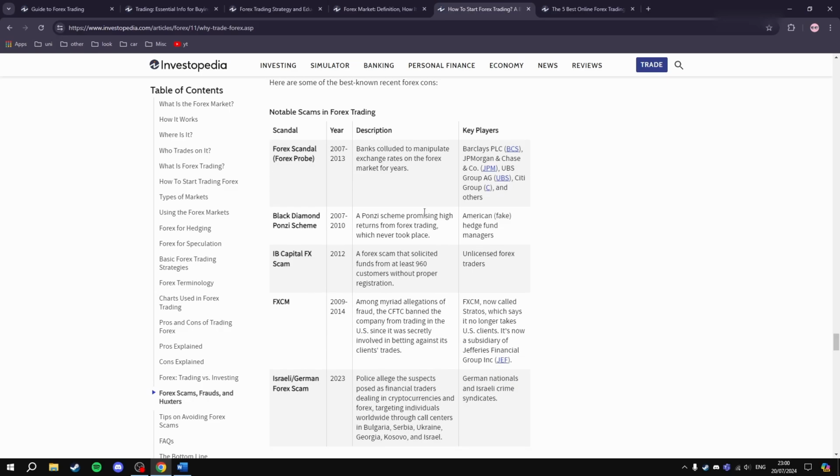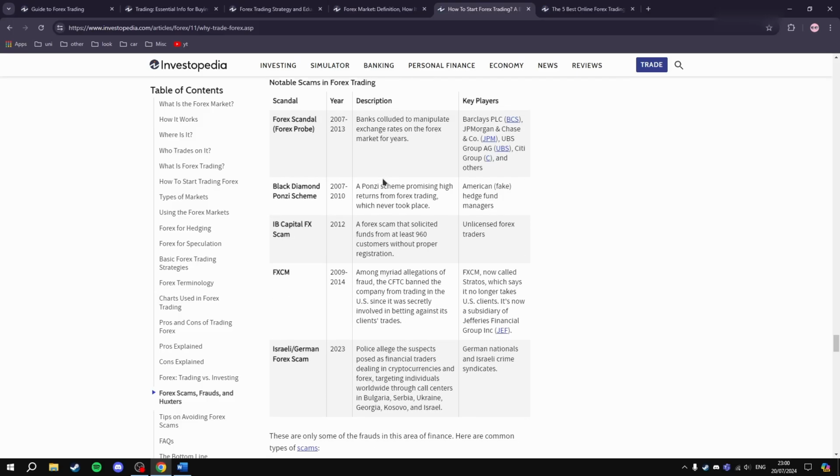Black Diamond Ponzi Scheme, 2007-2010. A Ponzi scheme promising high returns from Forex trading, which never took place. American fake hedge fund managers. IB Capital FX scam, 2012. A Forex scam that solicited funds from at least 960 customers without proper registration. Unlicensed Forex traders.